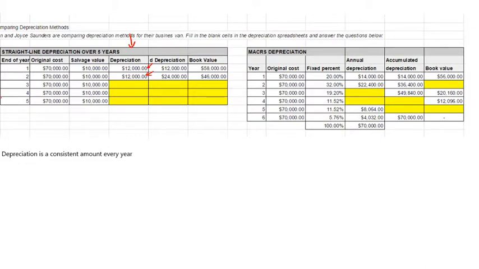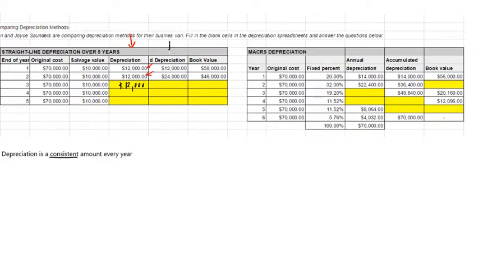So it stands to reason, again, because this is straight line method, this is going to be different for MACRS. Because we're using our straight line method, we know that depreciation is consistent. So if it's $12,000 in year 1 and it's $12,000 in year 2, that means it's going to be $12,000 for all the years listed for depreciation value. Okay, so a linear or a constant depreciation over time.